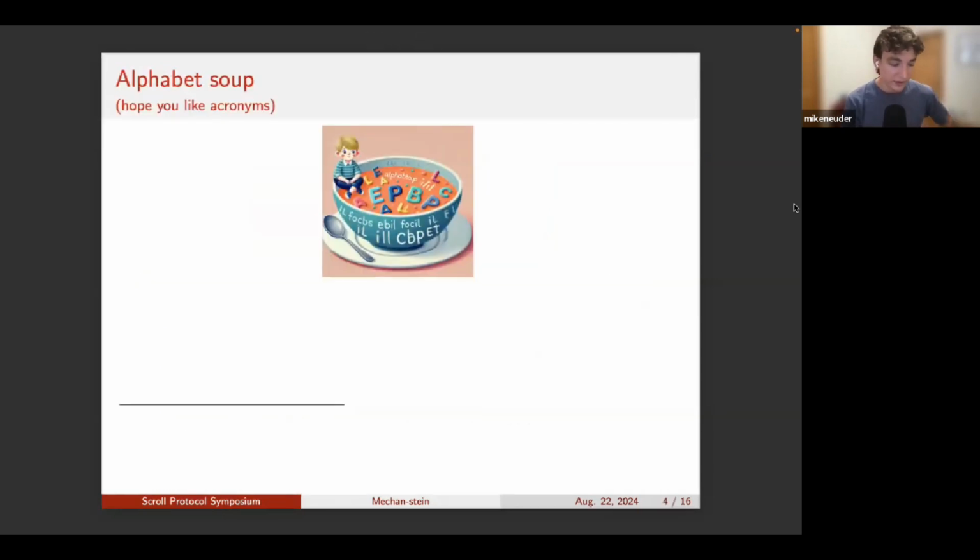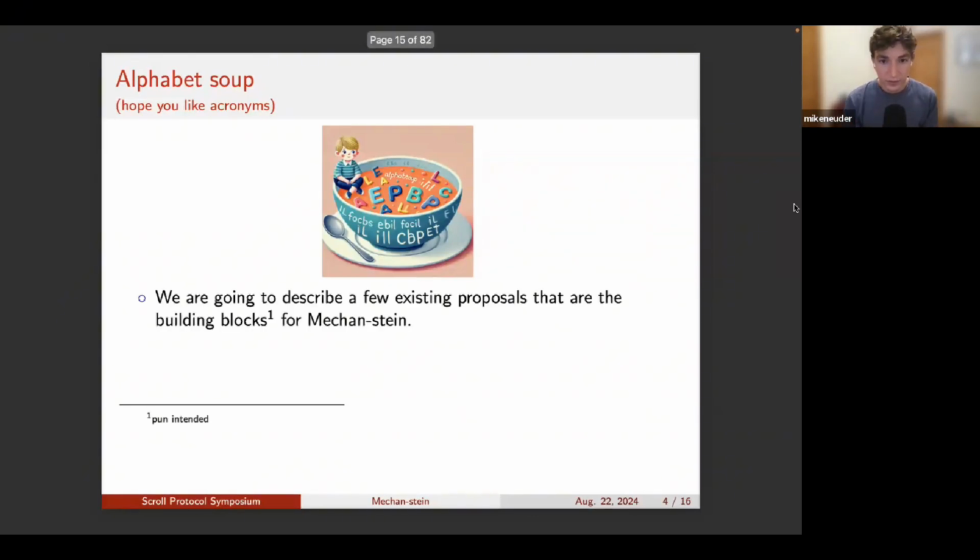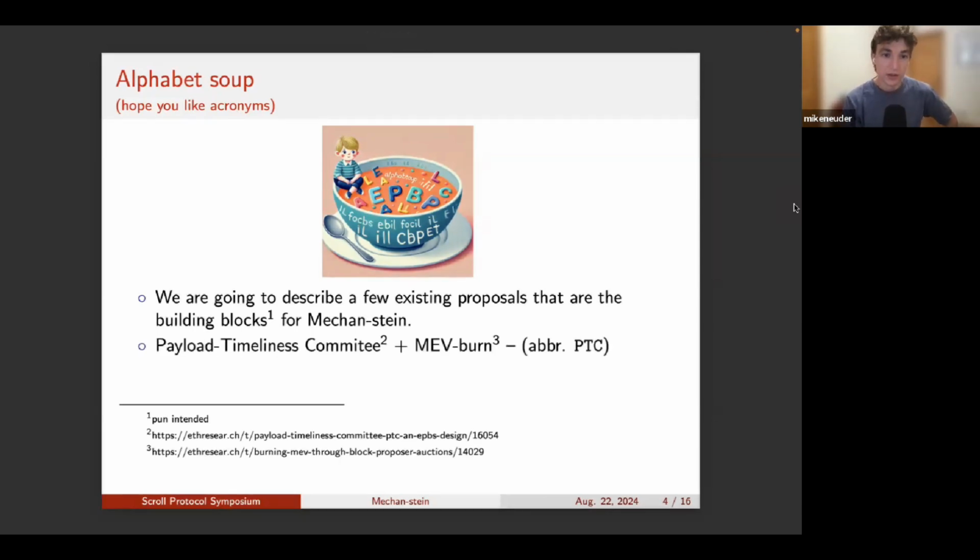Cool. So with that all said, we can jump into these three proposals. With each of those design goals, I'm going to highlight one proposal and show how it tries to take action on that design goal. I call these proposals the building blocks for Mechan-stein because we put them together and leverage the fact that each of them is focused on one specific thing, to take advantage of the synthesis of all of them together.